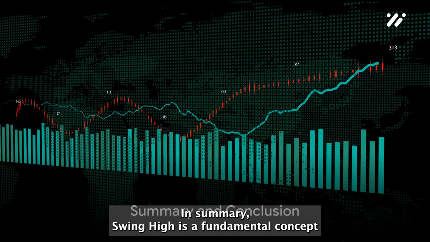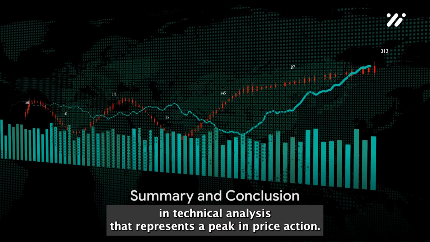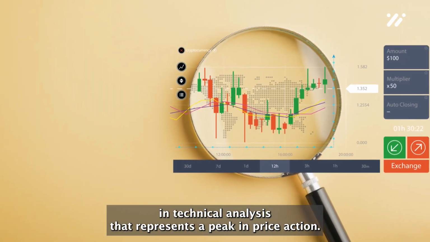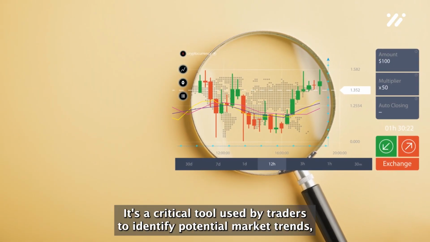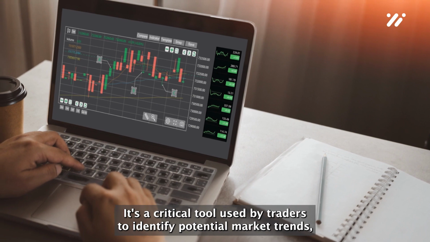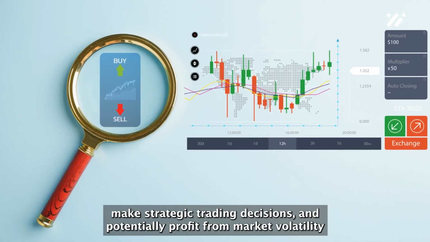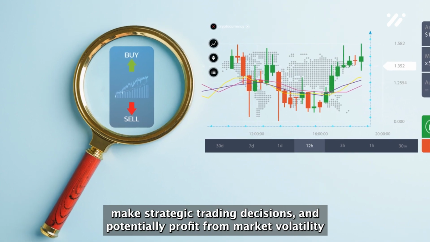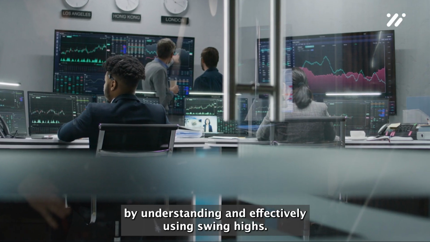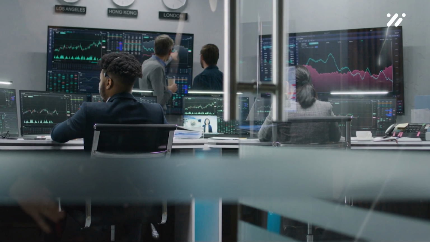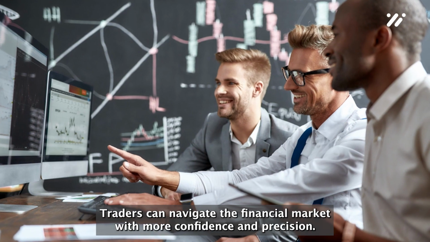In summary, swing high is a fundamental concept in technical analysis that represents a peak in price action. It's a critical tool used by traders to identify potential market trends, make strategic trading decisions, and potentially profit from market volatility. By understanding and effectively using swing highs, traders can navigate the financial market with more confidence and precision.